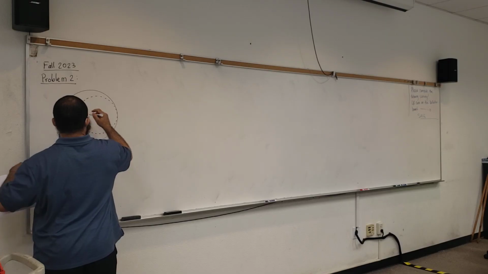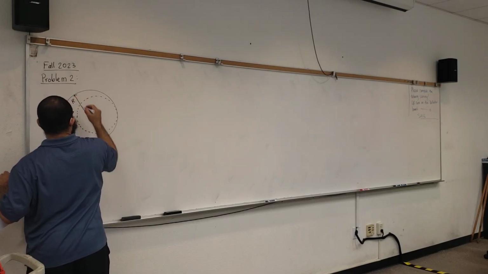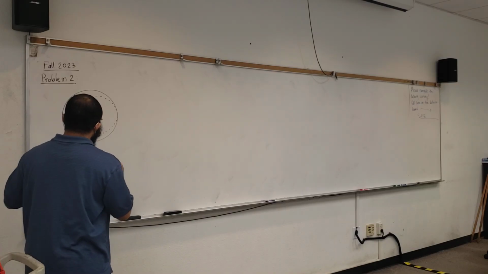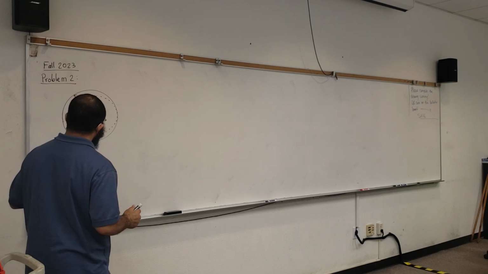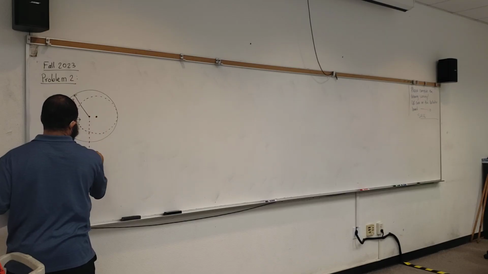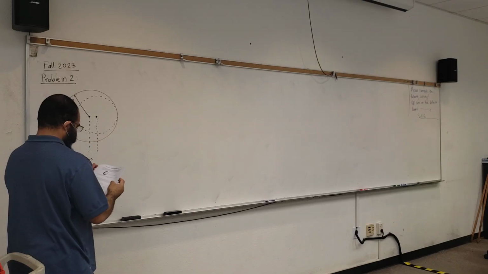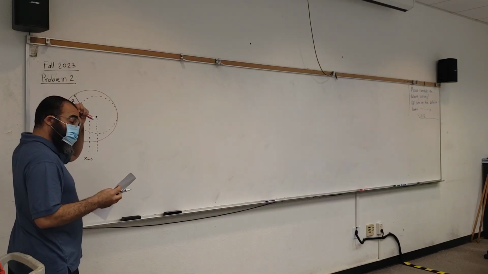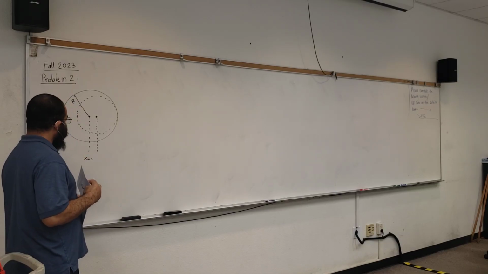So let me just draw. This is capital R, the radius of the big sphere. The center of the cavity is here. So let's say this is x equal to 0. What would this be? X equal to D. I'm looking in terms of capital R. 0.25 R.